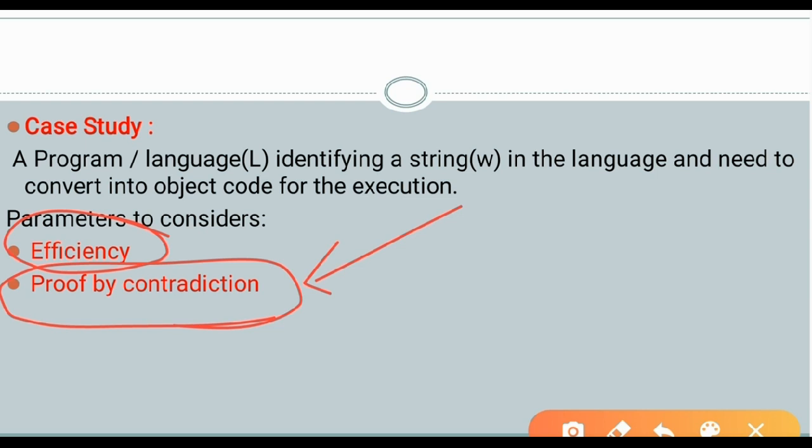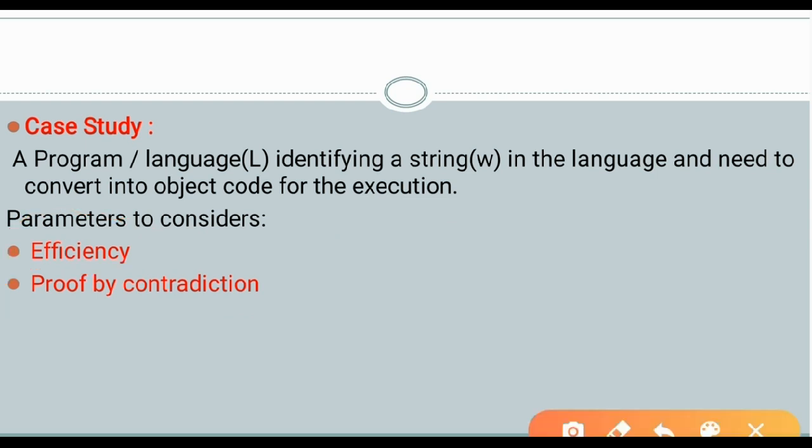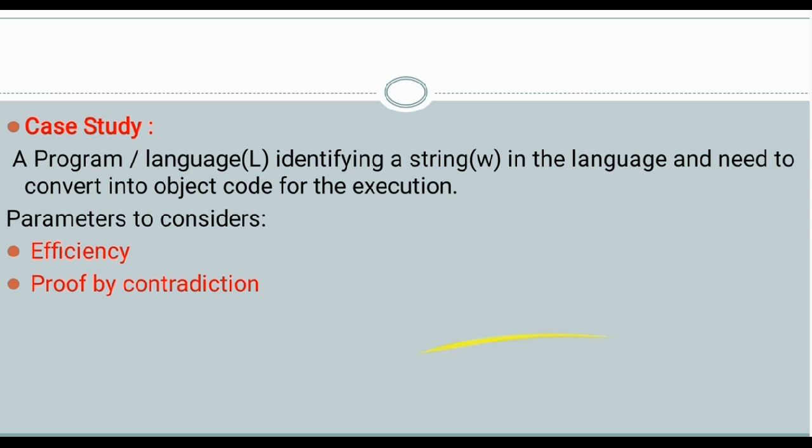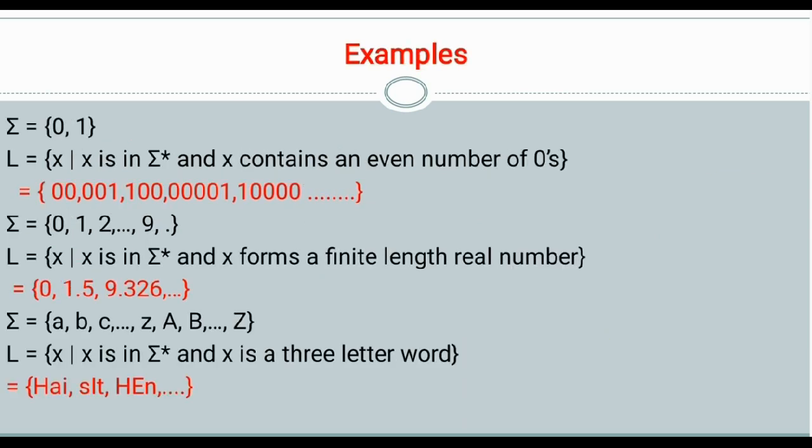Here we need to observe only one thing: I am having words, and I check whether my words are as per the language or not, and then it has to convert the code into the object code and go for execution. So whenever we design any machine, remember the two important things: we need the best efficient machine, and we need to prove the particular items by using the method of proof by contradiction. Now you can see some more examples.